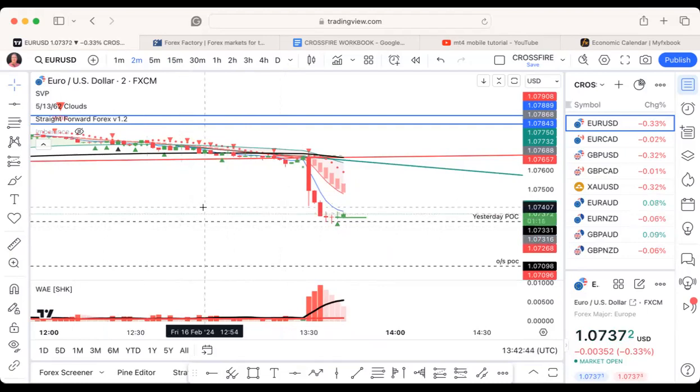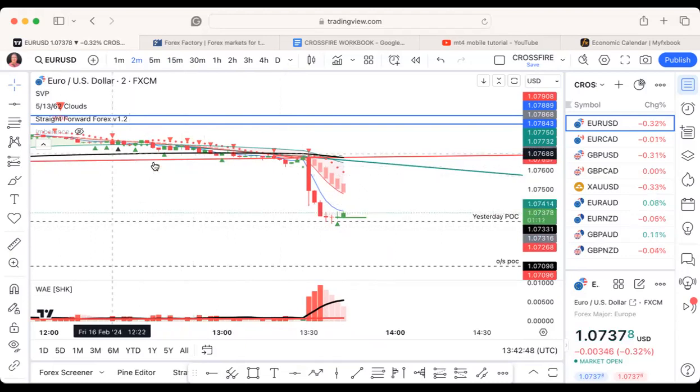Right, so I'm going to look at volume profile, and I'm going to get rid of some of these indicators.